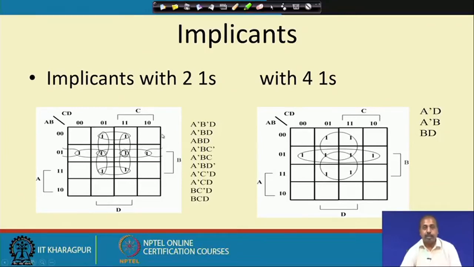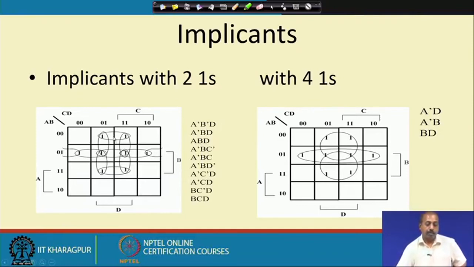So, for an implicant to be a prime implicant, it should not be possible to cover it by a larger sized implicant. That is why this A bar B bar D is not a prime implicant, but A bar D is a prime implicant. If you remove any of the literals from A bar D, it will no more remain an implicant of the function, because some zeros will now be taken as 1. So, that is not correct. Also, the size of this A bar D cannot be reduced further without undefining the function.